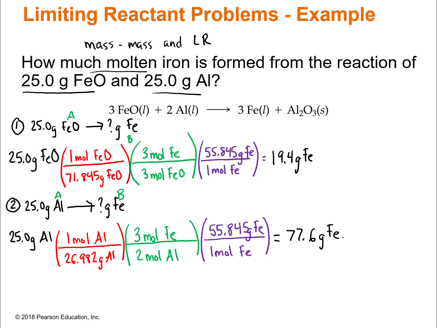But we're not done. We have to decide whether we're making 19.4 grams or 77.6. If we use the iron 2 oxide number, we'll make the least amount of product. So that's how much we make, and iron 2 oxide is limiting.